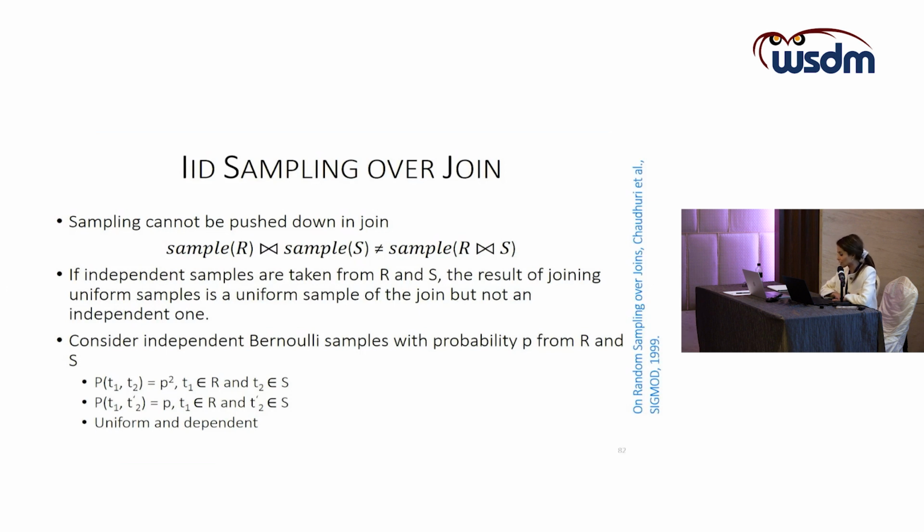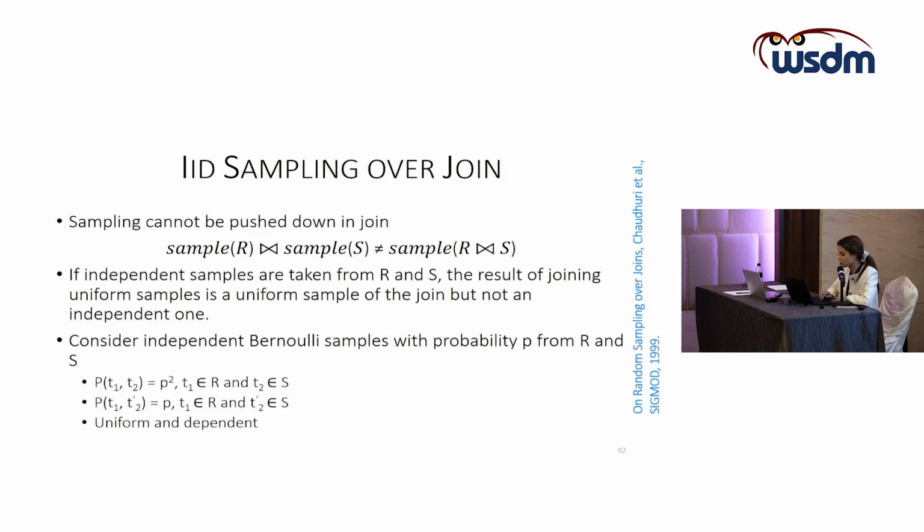The second important result is that sampling cannot be pushed down in join. This means that if I obtain samples from two relations R and S and then join them, the result of the join is uniform, so each tuple has uniform probability, but it doesn't guarantee the independence requirement. So let's look at an example of obtaining samples from join by sampling from base relations and joining them. Let's say I use Bernoulli sampling with probability P for obtaining a sample from relation R and relation S.